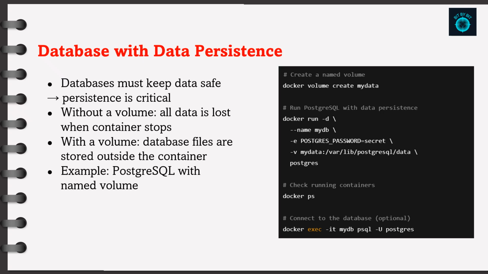Connect to the database inside the container with docker exec -it mydb psql -U postgres. This gives you the PostgreSQL command line. From here, you can create tables, insert data, and all of it will be stored safely in the volume mydata. Even if you stop and remove the container, your database data will still be there.